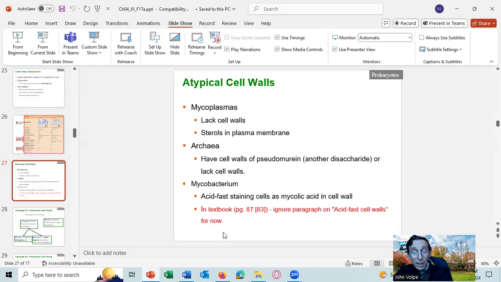So, three prokaryotic cells, which are atypical. The archaea, it's another domain, so that's not surprising. The mycoplasmas and the mycobacterium. Anyone want to guess on what the mycoplasmas are in the gram stain? Gram negative or gram positive? All right.